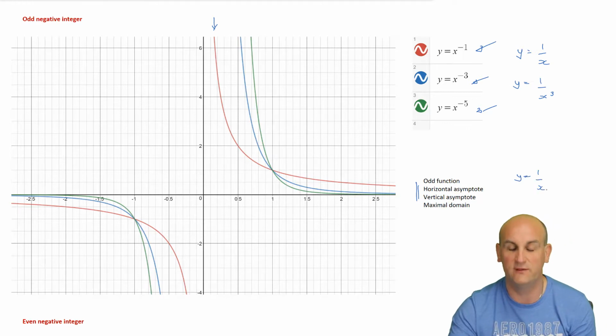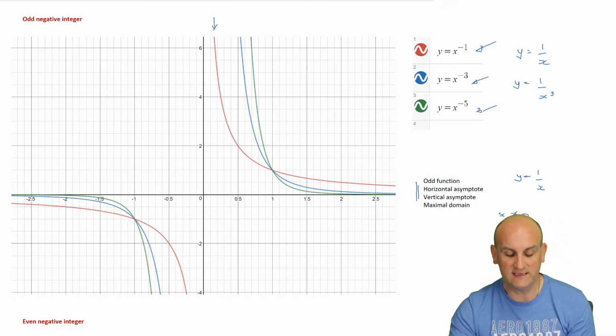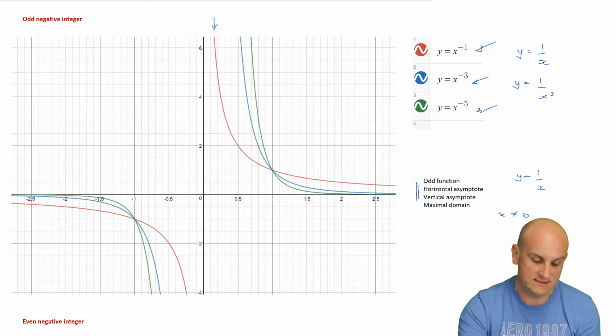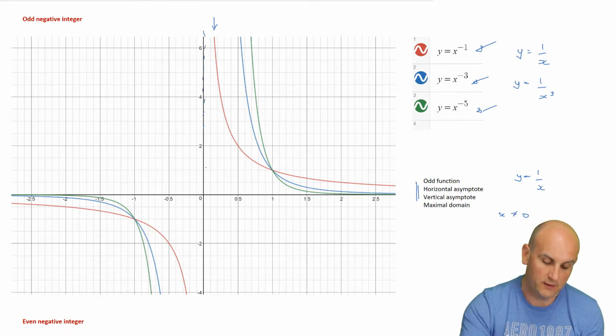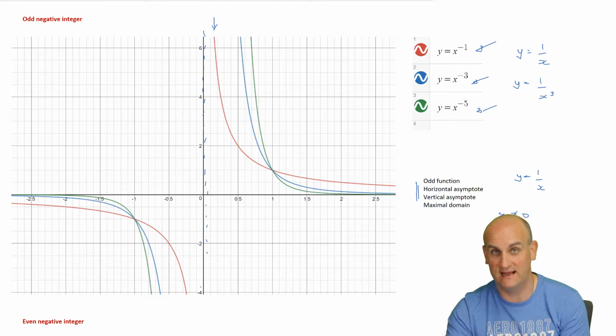Now, if we look at y is equal to 1 on x, and this works with absolutely any of those functions there, we know that one value x can't be is 0. We cannot divide by 0 because we get an undefined value. So we now know that x cannot equal 0. Well, if x can't equal 0, that means that this line here, the line x equals 0, otherwise known as the y-axis, must be an asymptote.